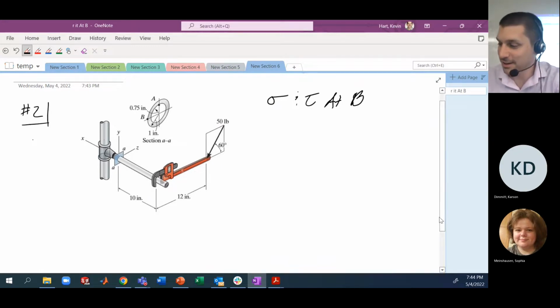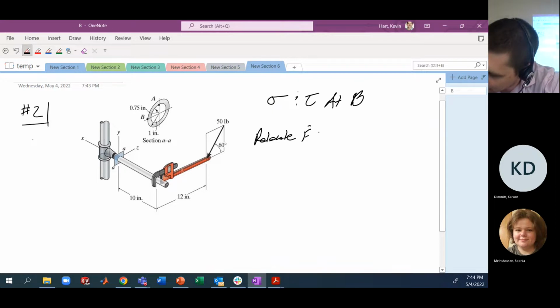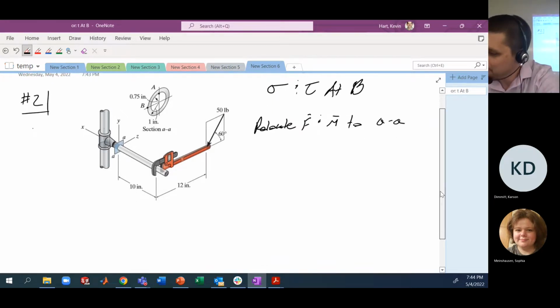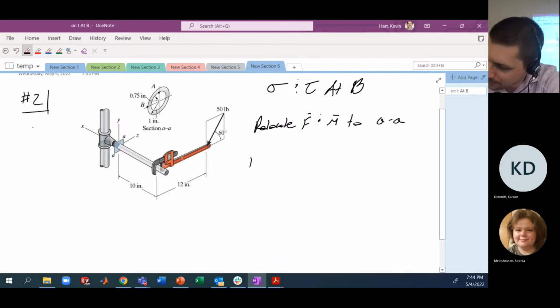So just like every other combined loading problem, the first thing you want to do is pick up the forces and relocate them to the cross section of interest. Okay, so what we want to do is relocate F and M to AA, this cross-section that we have there. Okay, so if we do that, we'll pick up our force and just place it directly. We're going to have to do a little bit of trig to get there.